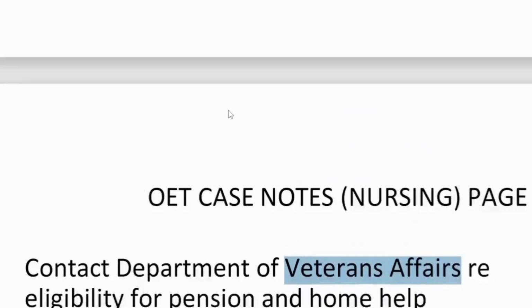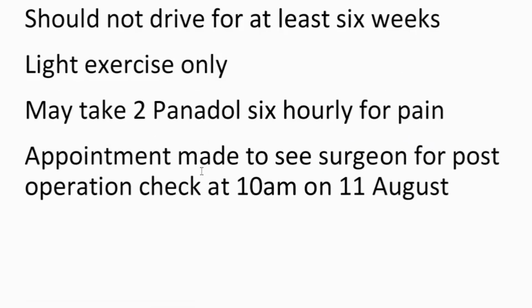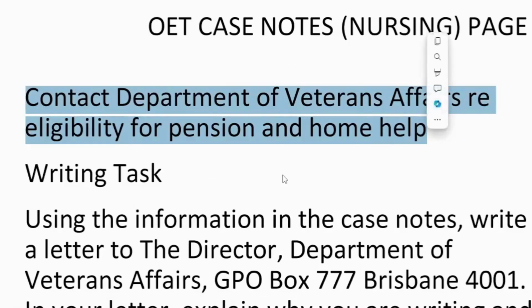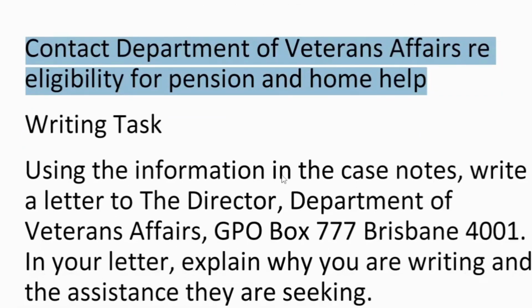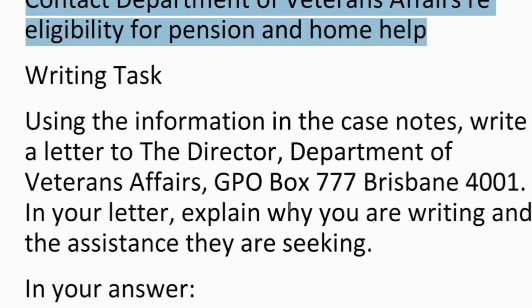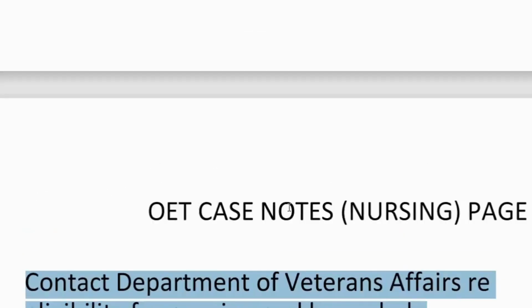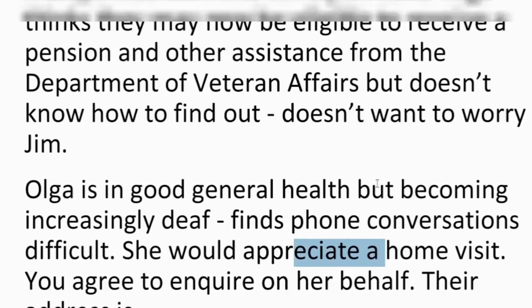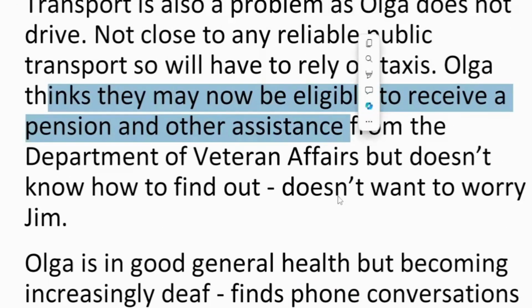It says contact Department of Veteran Affairs to review eligibility for pension and home help. We have already seen this, right? So, here the reader, the Department of Veteran Affairs, should visit Mr. Jim at his home and assess his eligibility to receive a pension or home help. Based on this case note, let's see how we can write a sample letter.